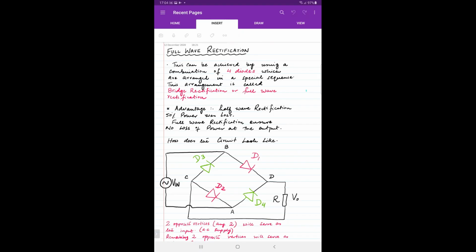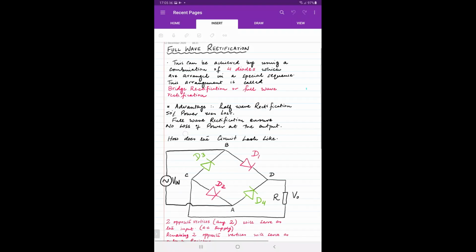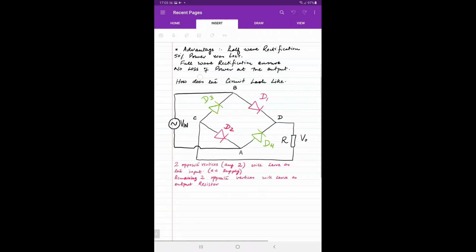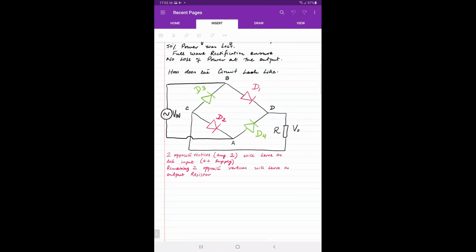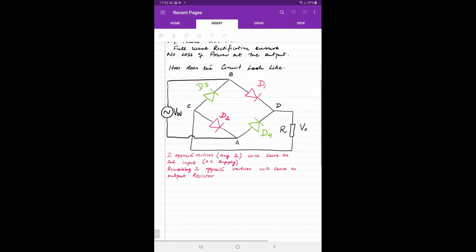The advantage of this arrangement is that in case of half wave, 50% power was lost. Whereas, as you would see in a while, कि full wave rectification का basic advantage ये है कि it ensures that there will be no power loss at the output. So how does the circuit look like? वो मैंने draw कर लिया था. So how does the working happen ना? वो मुझे explain करना है. So a combination of four diodes can be seen.